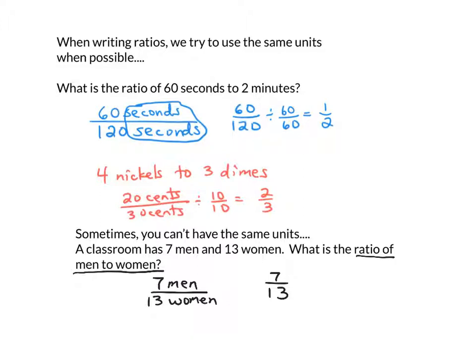If I ask the question the different way, what is the ratio of women to men, then I would need to be writing 13 over 7.